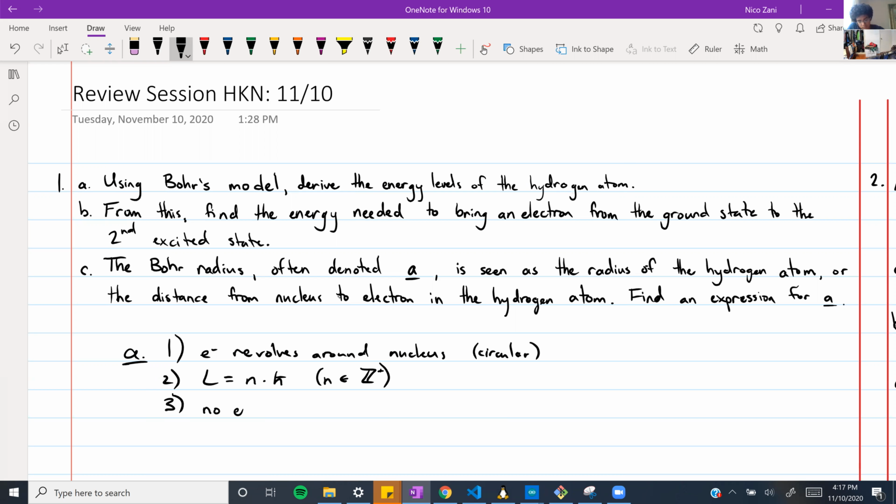So no emission of photons while orbiting. And the last thing is that it does emit photons, or absorb photons if you look at it the other way, when it's jumping between states. So emission, well, I'll just say while jumping.